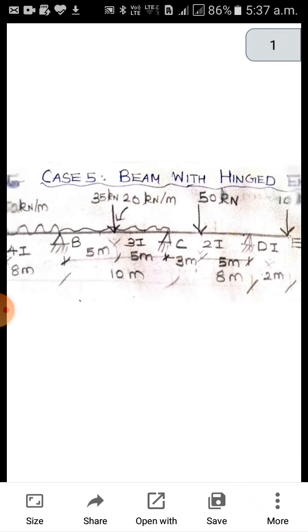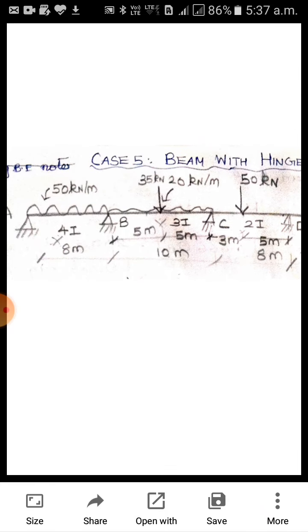Okay, coming back to the problem. What more is a change? See, AB carries a UDL of 50 kilonewton per meter. The span is 8 meter. BC carries a combination of two loads. This is different because it carries a central point load of 30 kilonewton, 5 meter from each support. In addition, it also carries 20 kilonewton per meter. So it carries a central point load of 35 kilonewton and a UDL.